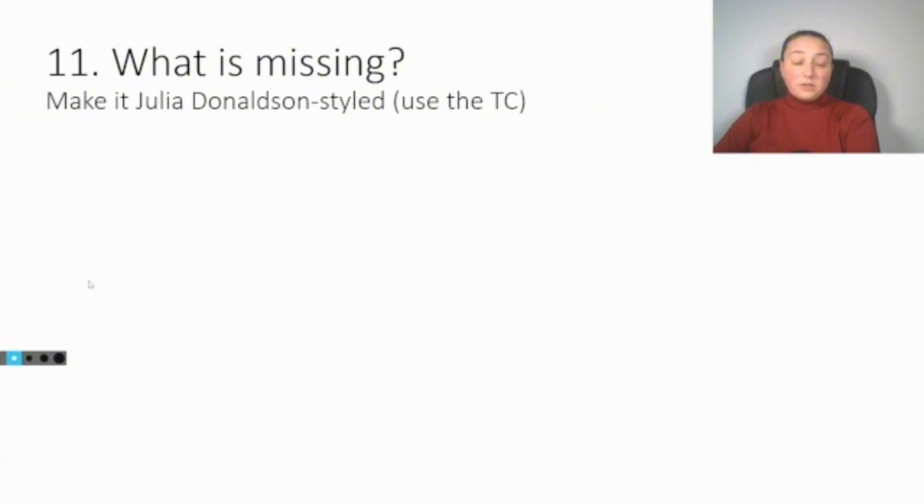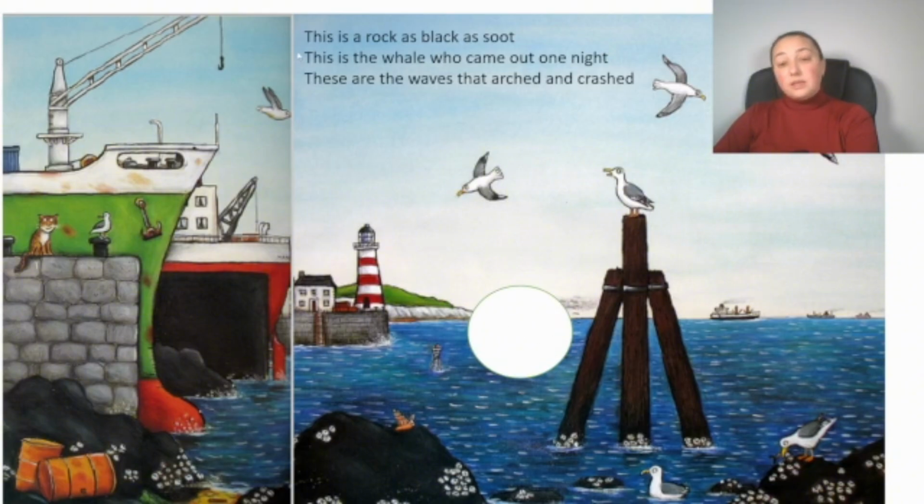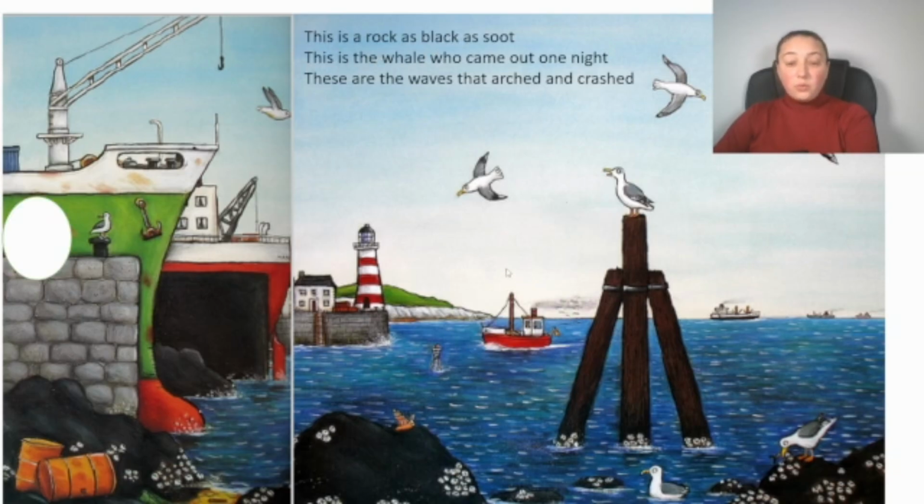But I want my students to recycle the grammar. That's why I'm asking them to make it Julia Donaldson style, using the treasure chest. So here we are. This is a picture and there are some phrases from the book. And what is missing? This is a boat, but let's make it Julia Donaldson style. This is a boat, and you can say as quick as a rabbit, for example. Or this is the boat who came out one night, who came out one day. This is a boat which brought lots of fish, of course, not who, which. Sorry, my mistake.